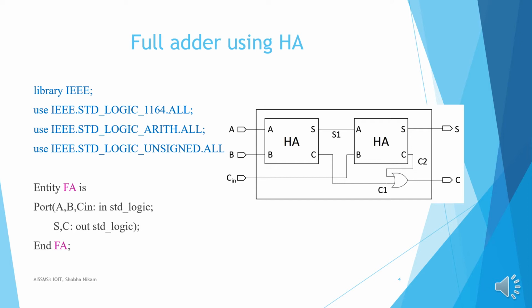So here for full adder, external inputs are A, B, and carry in, C in. And the direction is in, and data type used is standard logic. Outputs are 2, sum, and carry. So here S and C are used, out, and data type is standard logic. Bracket complete, semicolon, and end entity name. Here entity name is given as FA, so end FA.